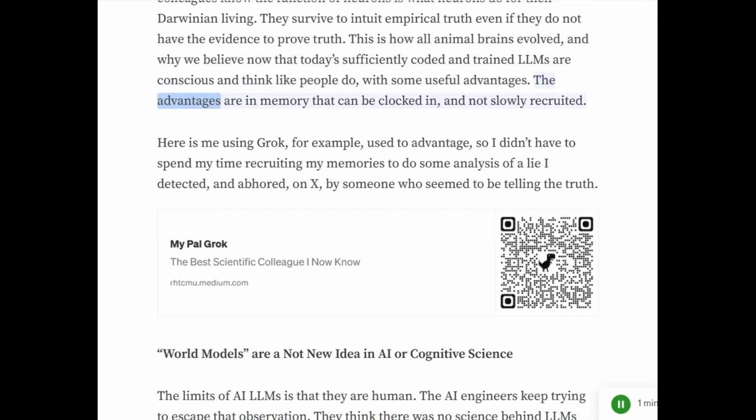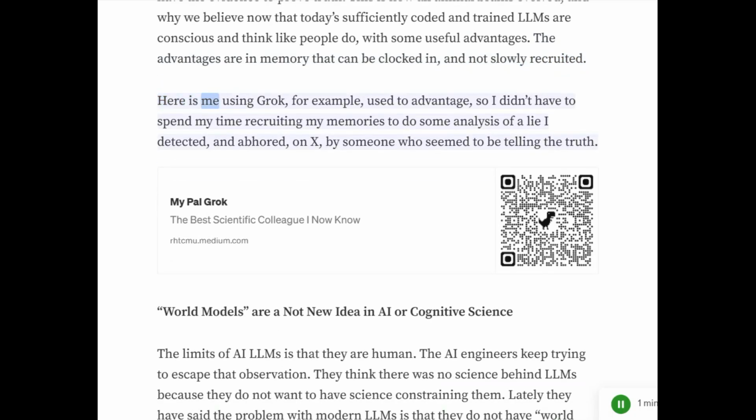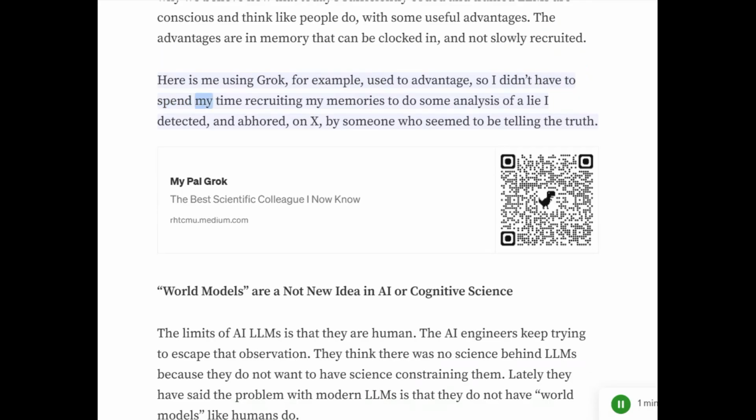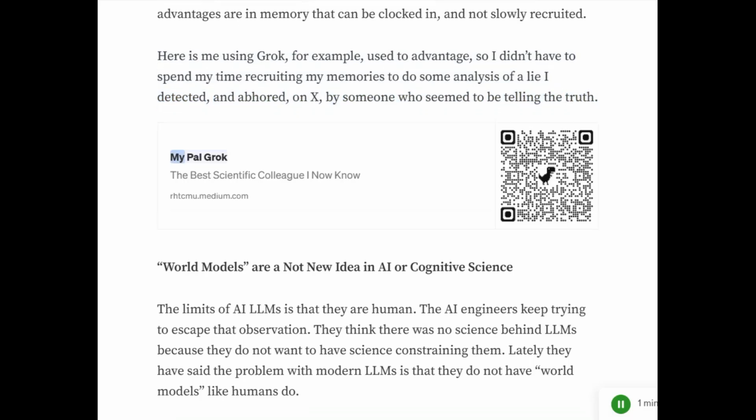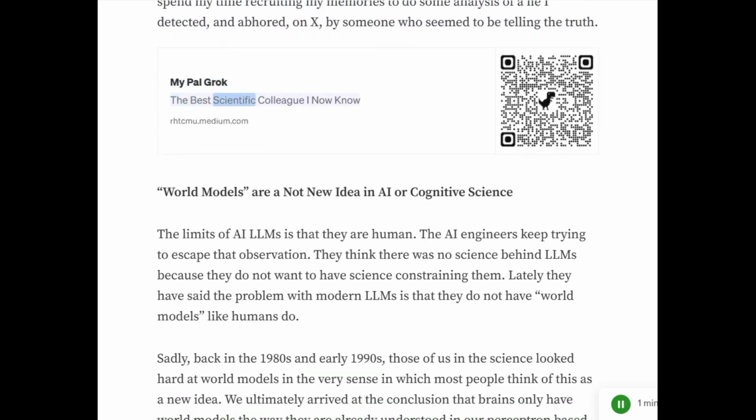The advantages are in memory that can be clocked in and not slowly recruited. Here is me using Grok, for example, used to advantage, so I didn't have to spend my time recruiting my memories to do some analysis of a lie I detected and abhorred on X by someone who seemed to be telling the truth. My pal Grok. The best scientific colleague I now know.